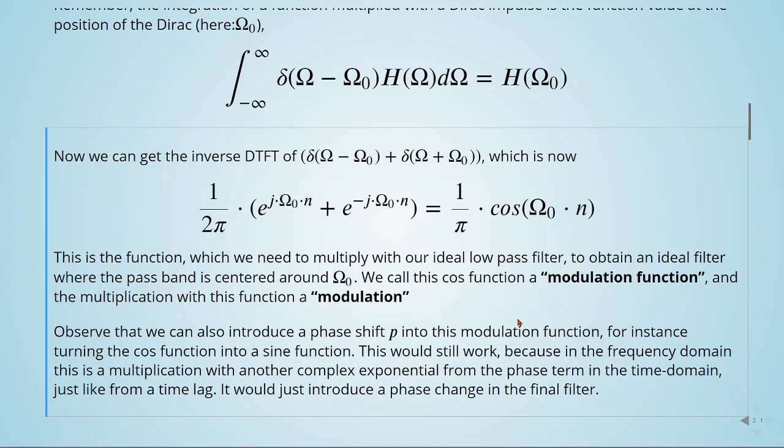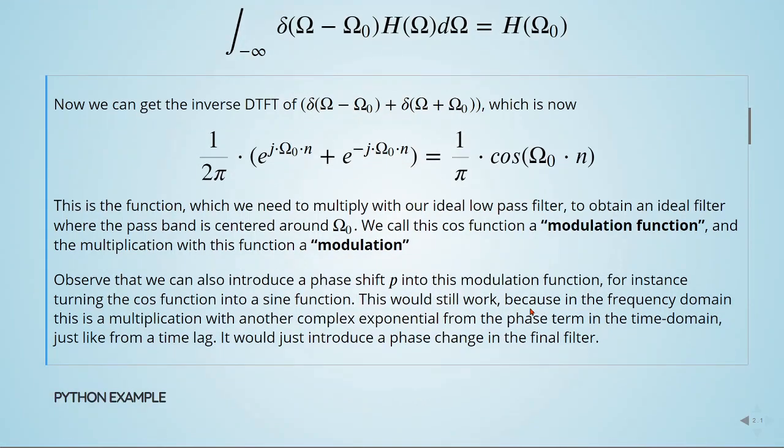Observe that we can also introduce a phase shift into this modulation function, for instance turning the cosine function into a sine function. This would still work because, in the frequency domain, this is a multiplication with another complex exponential from the phase term in the time domain, just like from a time lag. It would just introduce a phase change in the final filter.